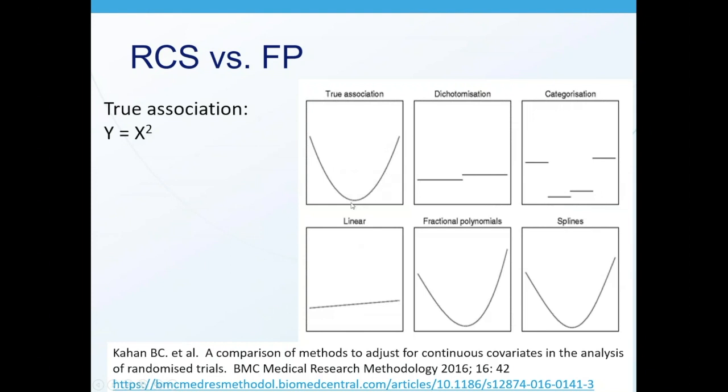If your true association is a U-shape, then using a linear association is just going to wipe the relationship out completely. Fractional polynomials, of course, work perfectly because x squared is one of the choices. And the spline fit also works because x to the power 2 is just one form of a cubic with the cubic term set to 0. So the spline will also work.